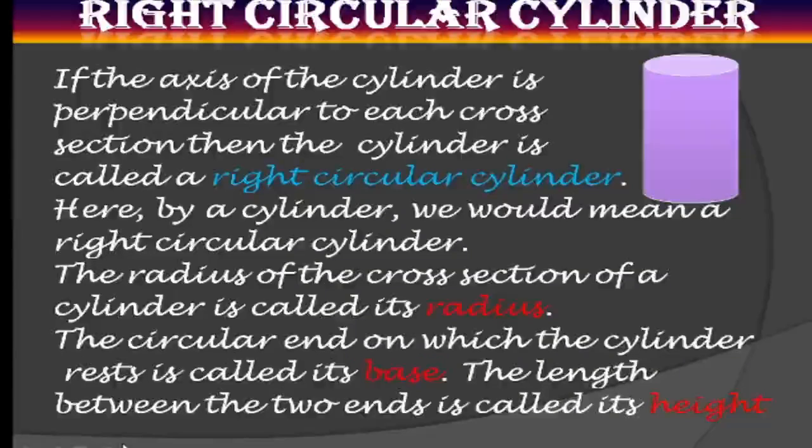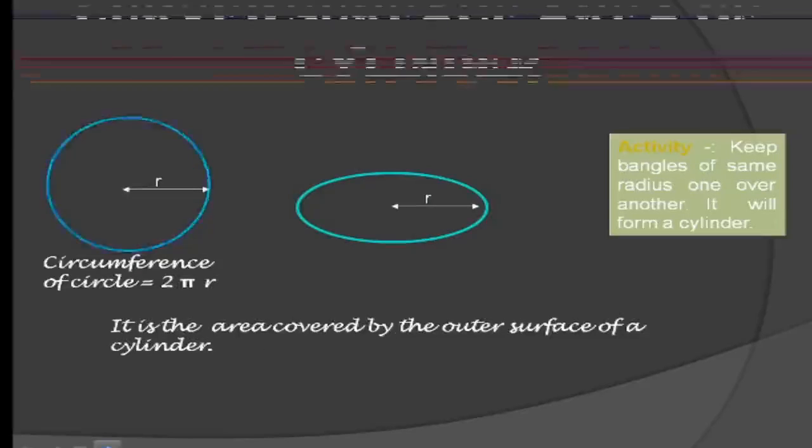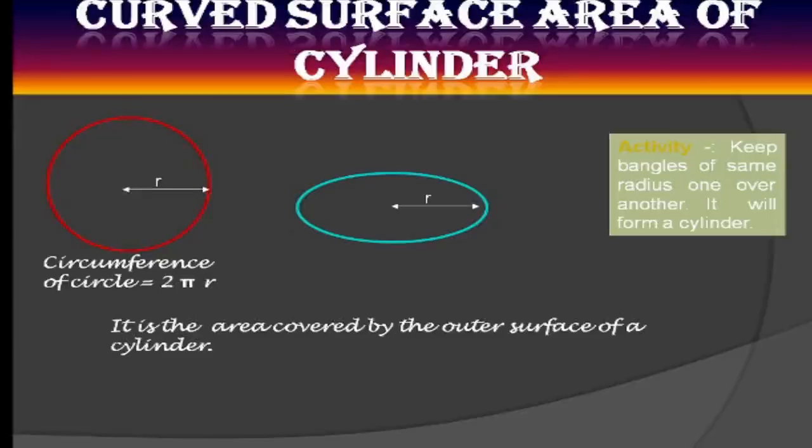Now we can see how to calculate the surface area and volume. The circumference of a circle is 2 pi r, where the radius is r. The area of one circular face, the area of the base, equals the area of the circle, that is pi r square. So first we calculate the curved surface area of the cylinder.